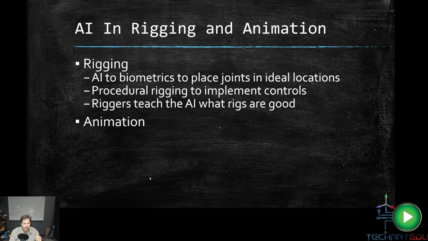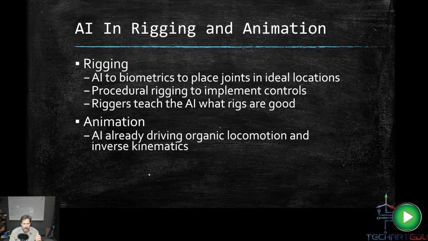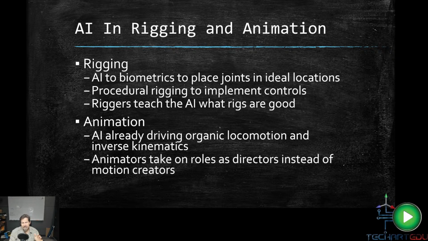And the same thing goes with animation. Now, AI is already driving organic locomotion and inverse kinematics. The mad scientists, the mad animators, are already doing this. And so in the near future, animators are going to take on more of a role of a director, kind of like a big film director, instead of motion creators. They're going to be guiding the AI in order to improve their performances.